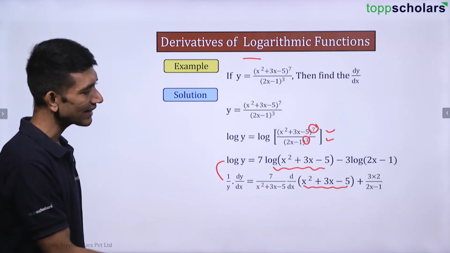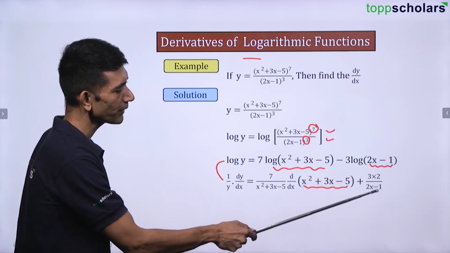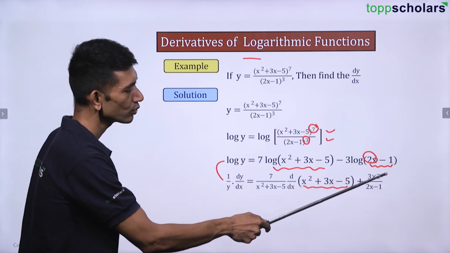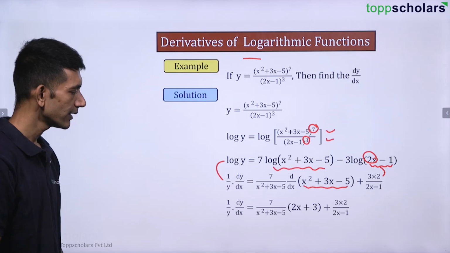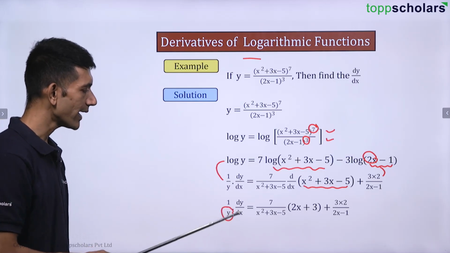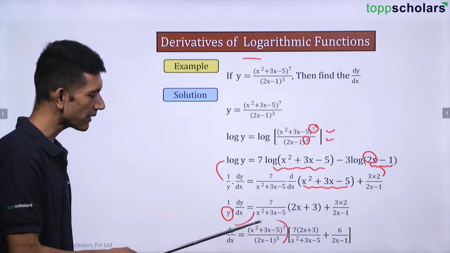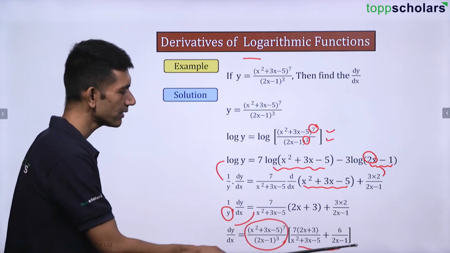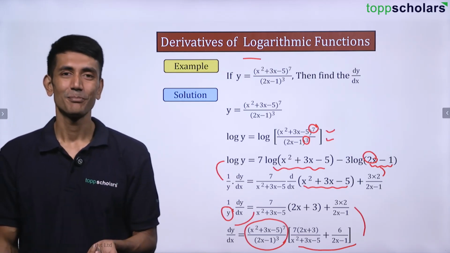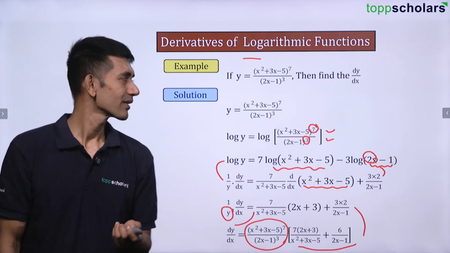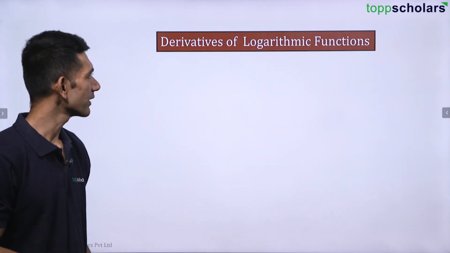Here also 3 remains as it is. Take the derivative of this, that is 1 by 2x minus 1, and the derivative of 2x is 2. That is why we have multiplied by 2. Solve it further, and then transpose the y to the other side. Once you transpose y to the other side, this entire part is your y, and this part is already here. That's it. That is your final answer. Very simple, right? Okay. Now we will see the derivative of logarithmic functions.